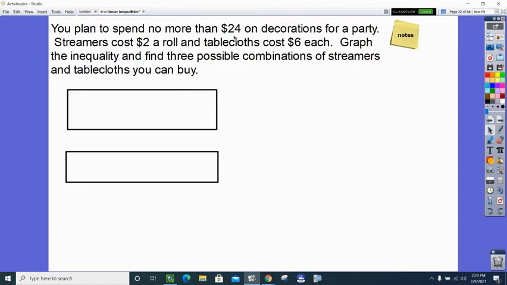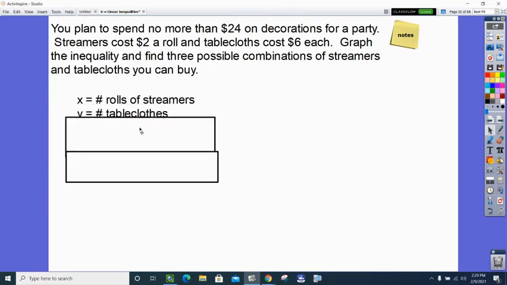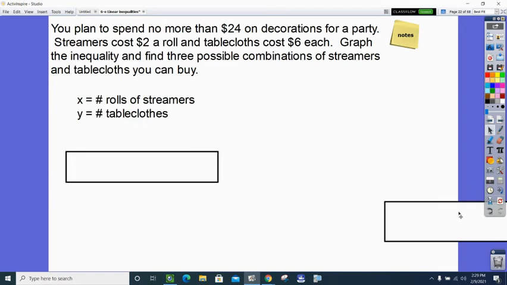So you plan on spending no more than $24 on decorations for a party. Streamers cost $2 a roll, and tablecloths cost $6. Graph the inequality and find 3 possible combinations of streamers and tablecloths that you could buy. Okay, so the first thing I'm going to do is come up with my 2 unknowns. I'm going to call X the streamers and Y the tablecloths. To be honest, if you did the reverse, it would be fine. There's no dependency in this case.